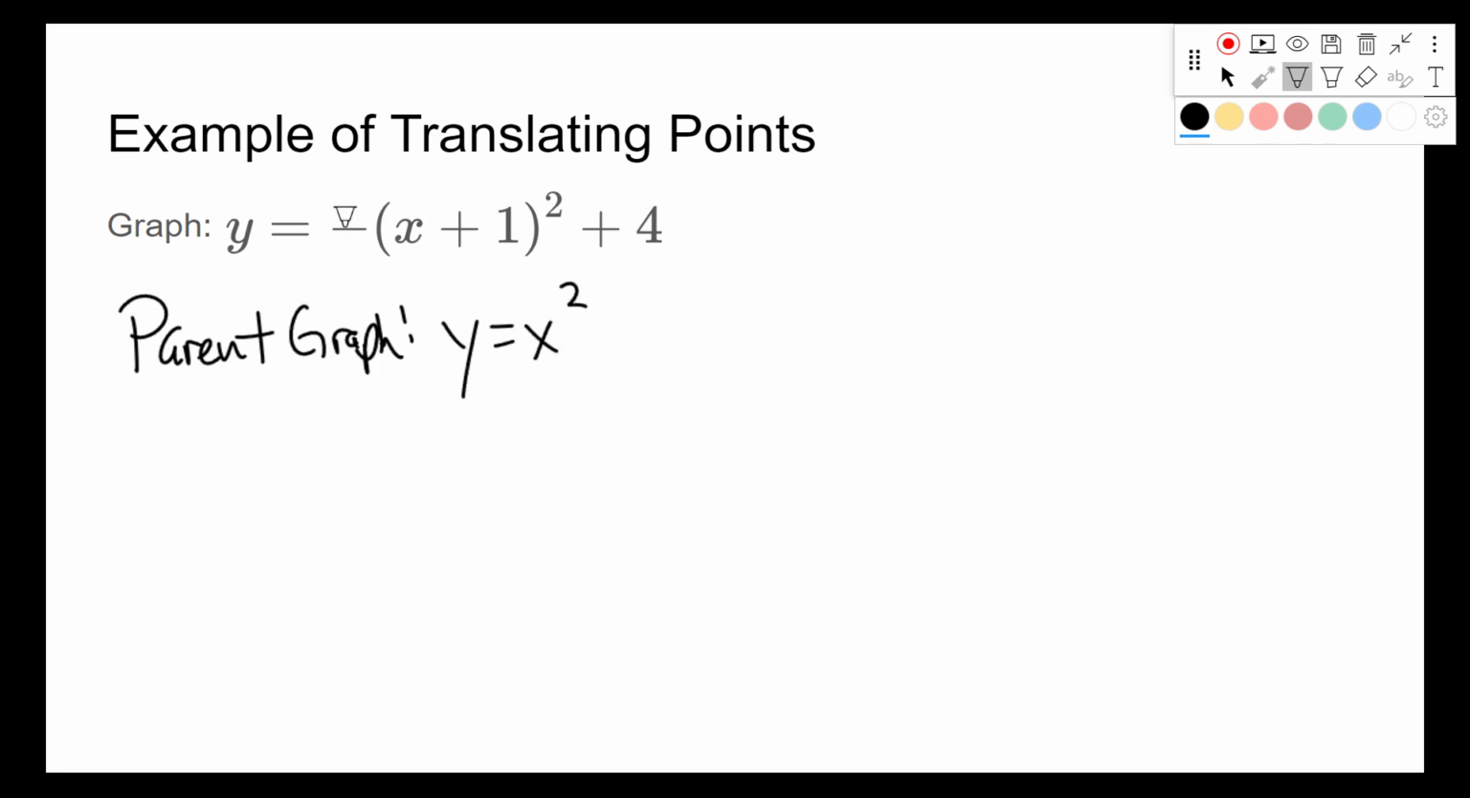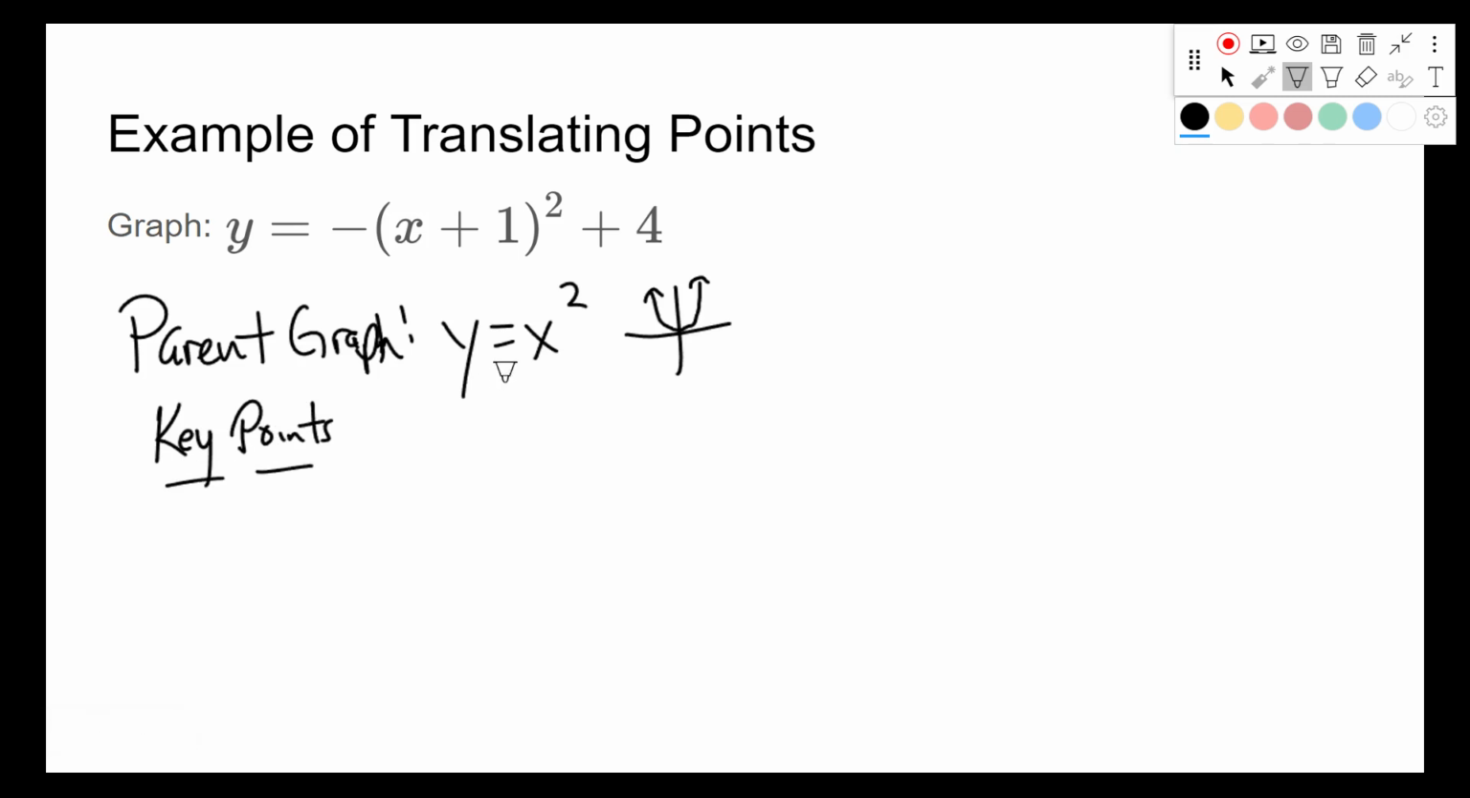Okay? This negative out front, the +1 and the +4, all transform the graph in some way. So if you take all those away, you're left with y equals x squared. Y equals x squared is just a parabola that looks like that. We know that for certain. You need to know what all your parent graphs look like to be able to graph using this method. Okay, so now I need to identify some key points on the parent graph.